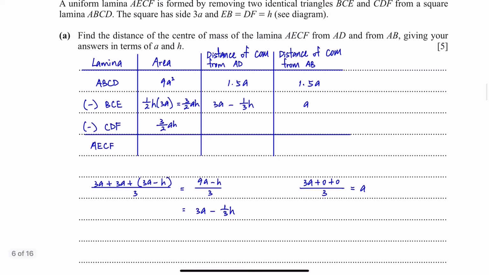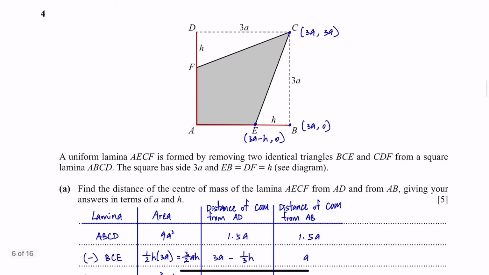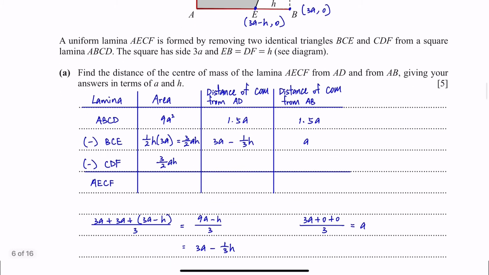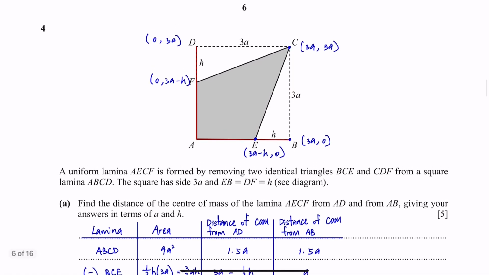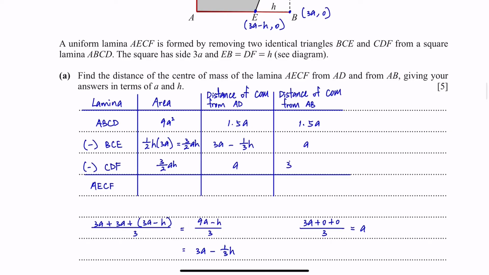As for the triangle CDF, this would be 0, 3A minus H. This would be 0, 3A. This would be 3A, 3A. So looking at the x coordinate, we know that this would be A. And looking at the y coordinates, from what we have calculated previously, we know that this is 3A minus 1/3 of H, right?